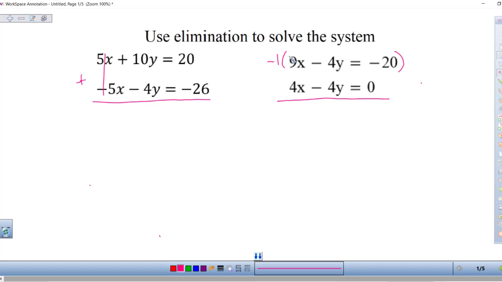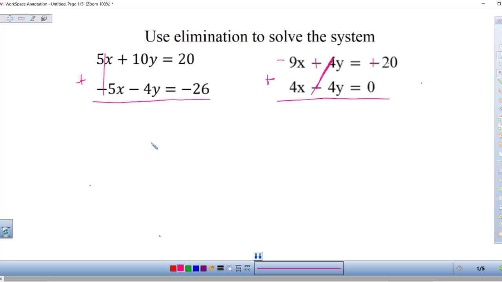And when you multiply by -1, that's really just changing all of the signs. So that would make -9x, positive 4y, and a positive 20. It changes the signs of everything when you multiply by a -1. And now the y's would eliminate, and I would add together everything else and continue the steps to solve. The first step is just finding those opposite coefficients.